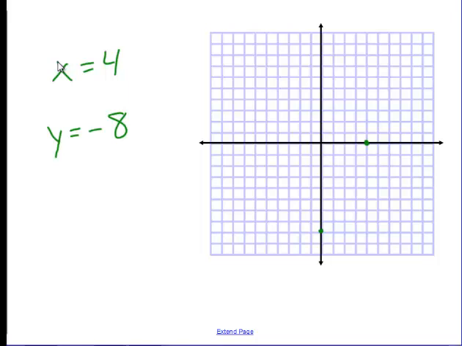And now the last thing that you need to do, try to connect the dots with a straight line. Put arrows on both ends. That's finding intercepts, and that's graphing using intercepts. That's the big thing that we needed to be able to do today.